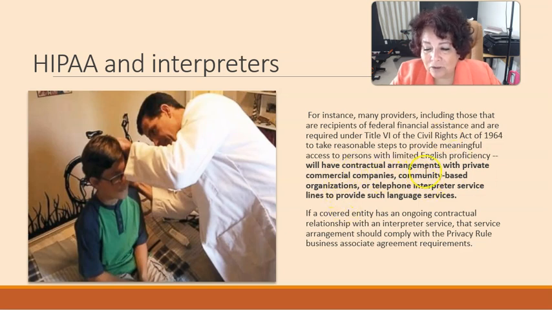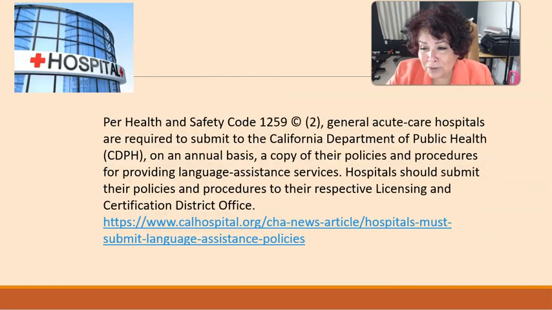Who will have contractual arrangements with private commercial companies, community-based organizations, or telephone interpreting service lines to provide such language services. If a covered entity has an ongoing contractual relationship with an interpreting agency, the service arrangement should comply with the Privacy Rule business associate agreement requirements. Okay, so are hospitals required to have interpreting services? Yes.